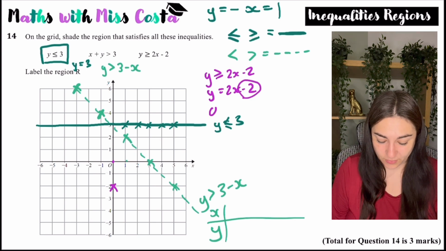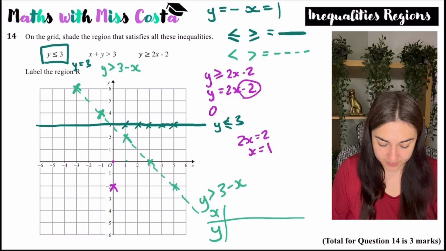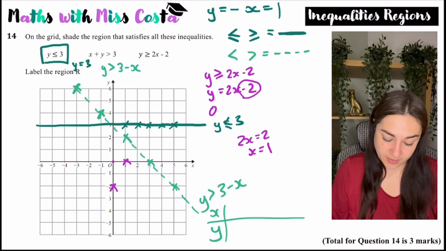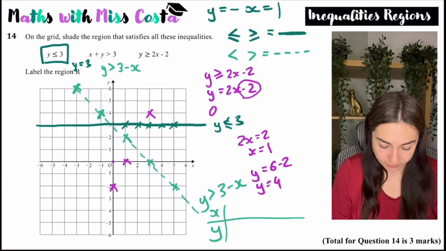Let's do the same for when y is 0. So when y is 0, 2x must be equal to 2, so x must be 1. So when y is 0, x is 1. And then what we can do is just pick another coordinate, so let's say 3. So y must be equal to 6 minus 2, which is 4, so that would be the coordinate 3, 4.